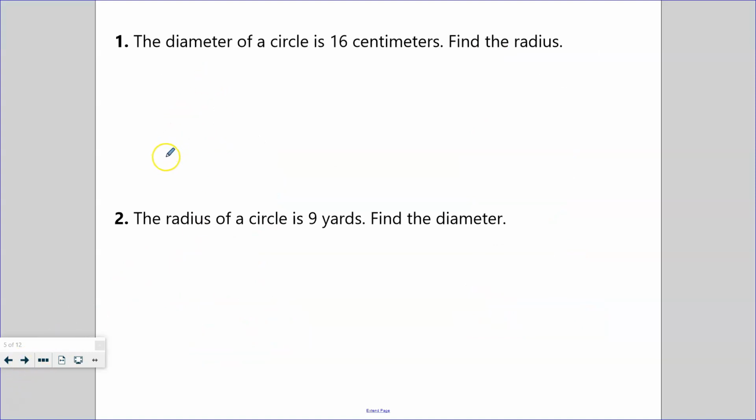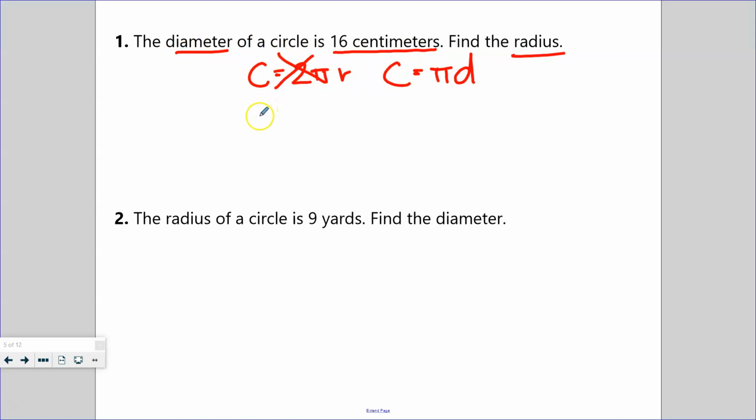All right, so the diameter of the circle is 16 centimeters. Find the radius. Ooh, so we're trying to find the radius. So we know our two formulas, circumference equals 2 pi r, or circumference equals pi times diameter. So we're going to see which one of these we're going to use to plug in these numbers. Okay, so it gave us the circle diameter is 16 centimeters, right? And we are trying to find r, right?